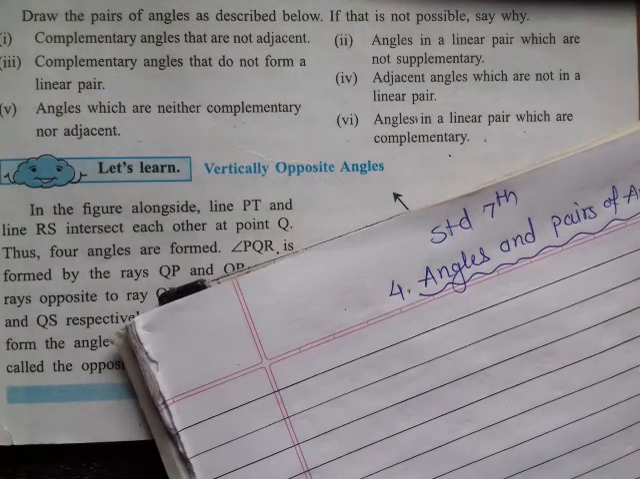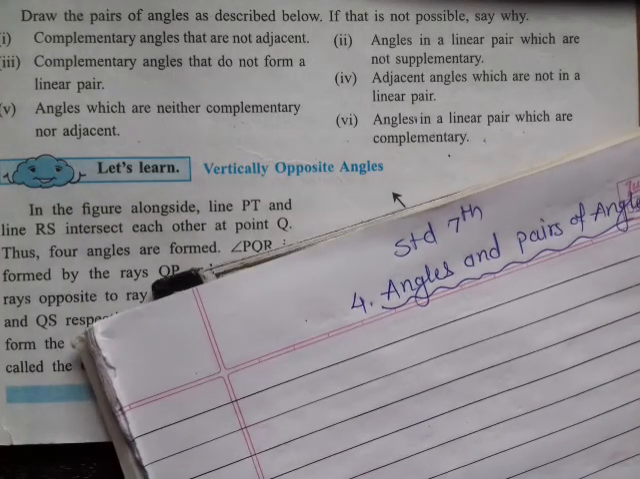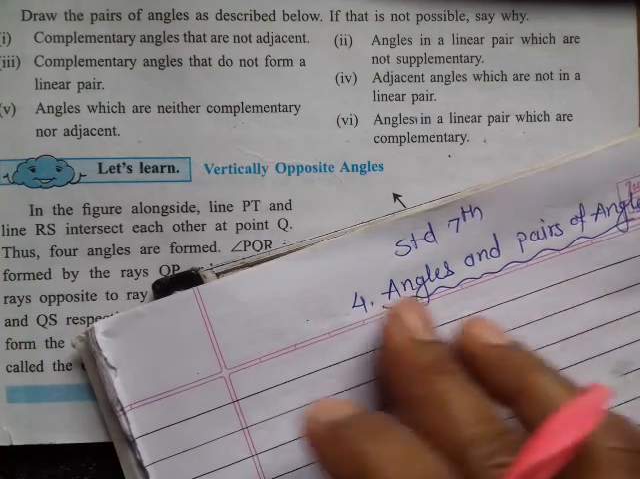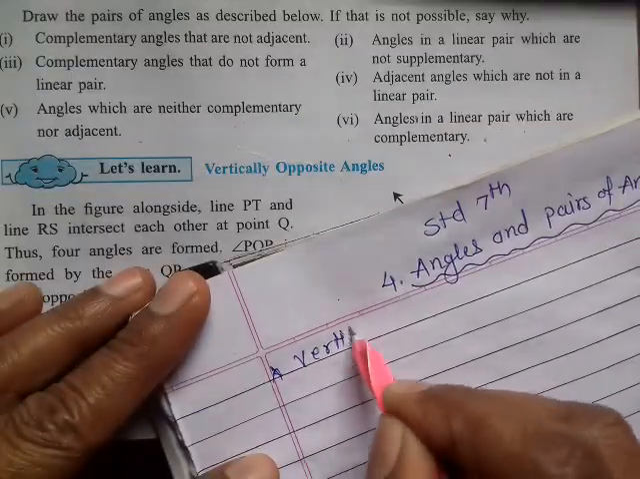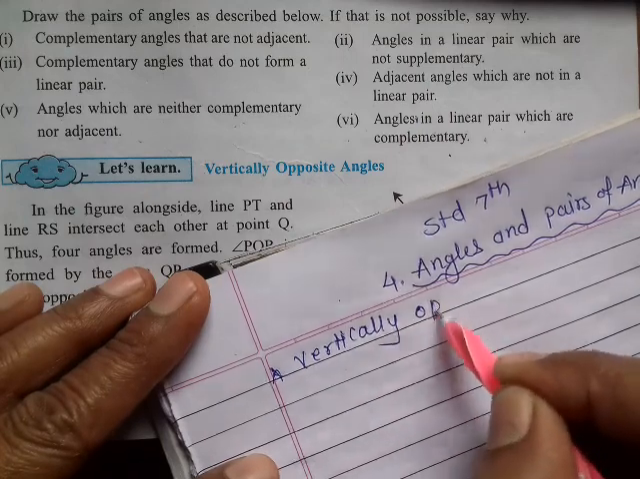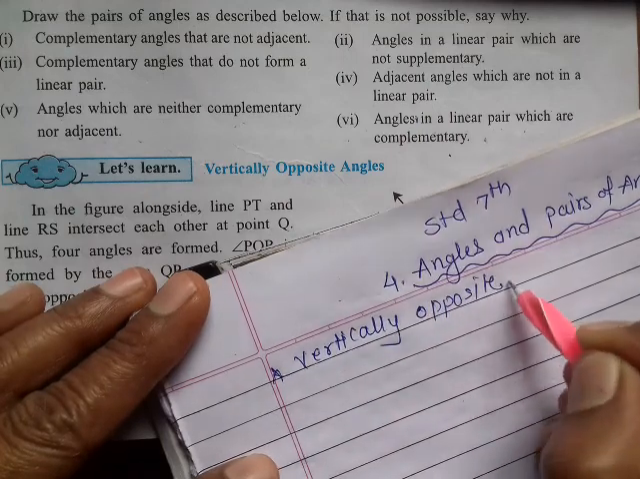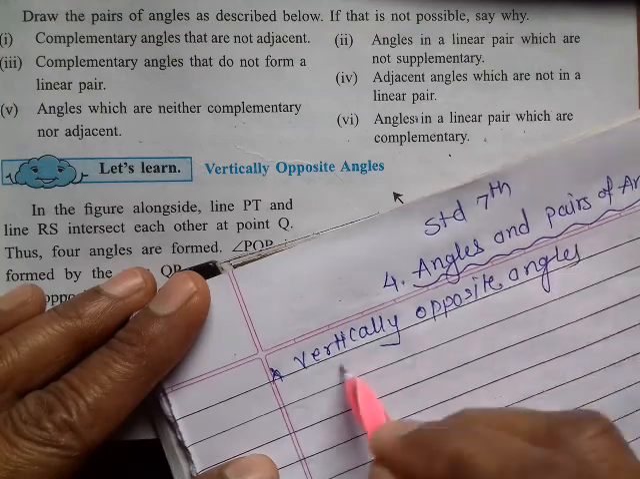Good morning, students. Standard 7th, our fourth lesson, angles and pairs of angles. In that, our subtopic is vertically opposite angles. Now, what is meant by vertically opposite angle? First we need to understand opposite rays.